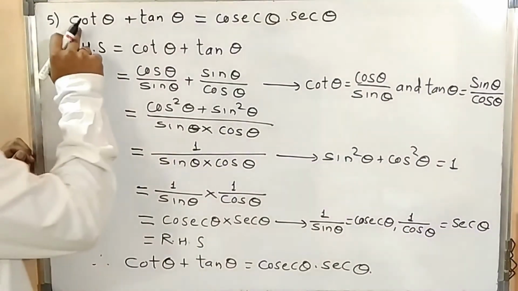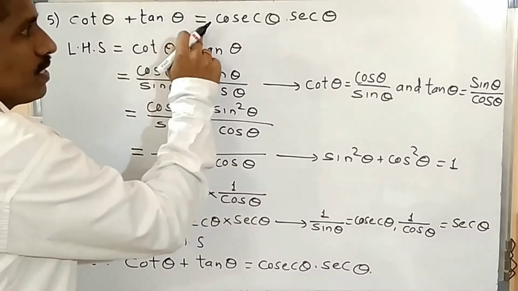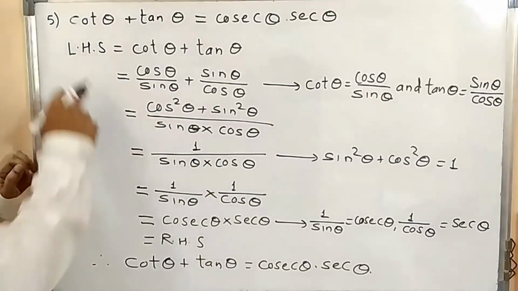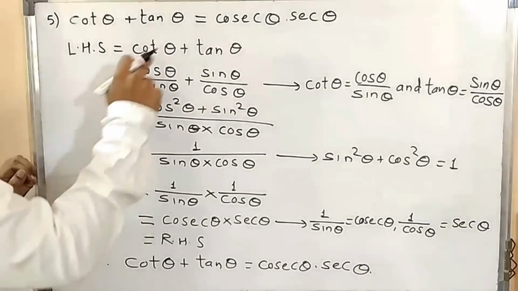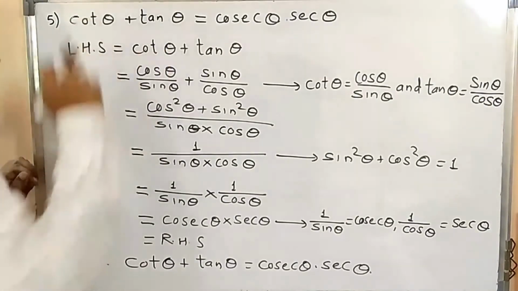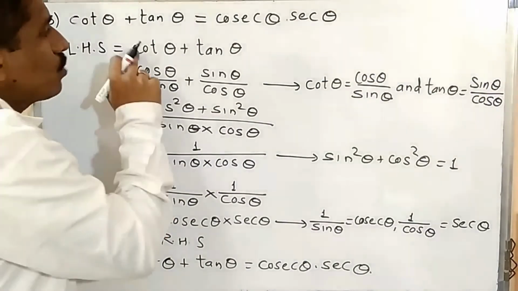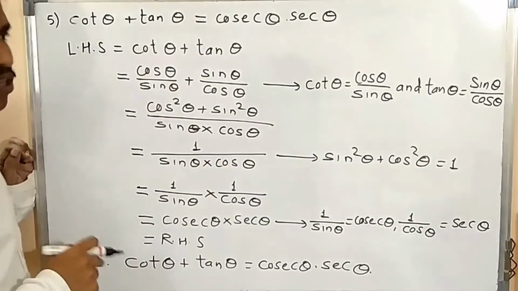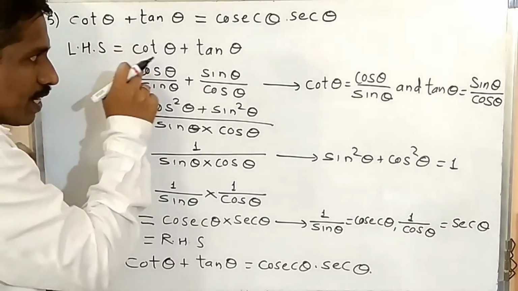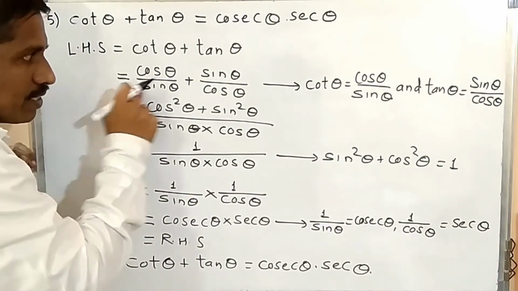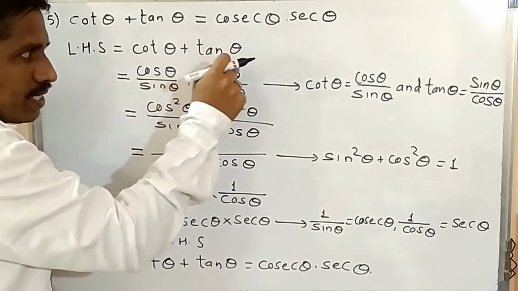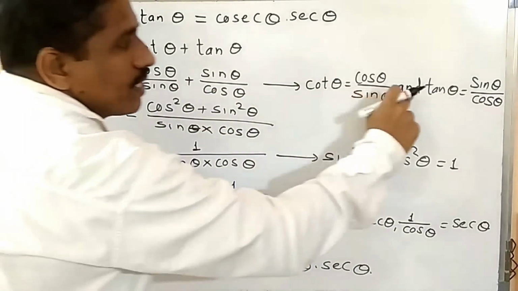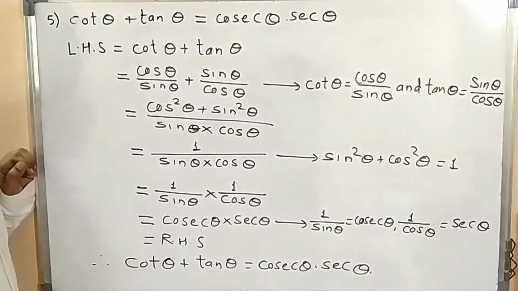Question number 5. Cot theta plus tan theta is equal to cosec theta into sec theta. Left hand side. What is left hand side? Cot theta plus tan theta. As I know that, what is cot? Cot is nothing but cos theta upon sin theta. So I will substitute this cot theta as cos theta upon sin theta plus tan theta as sin theta upon cos theta. Don't forget to write reasons.